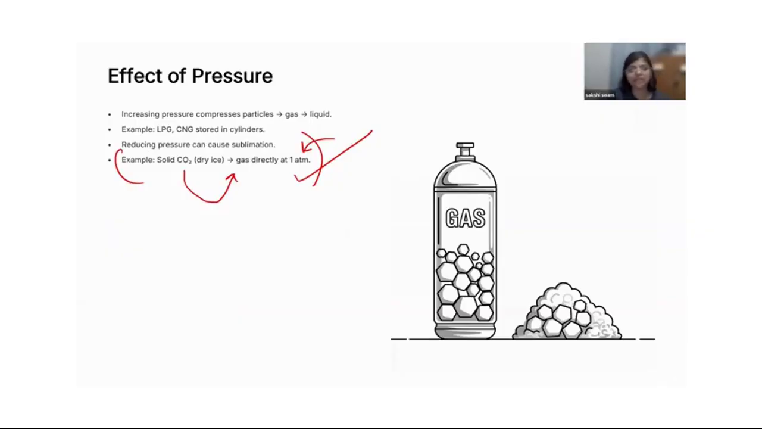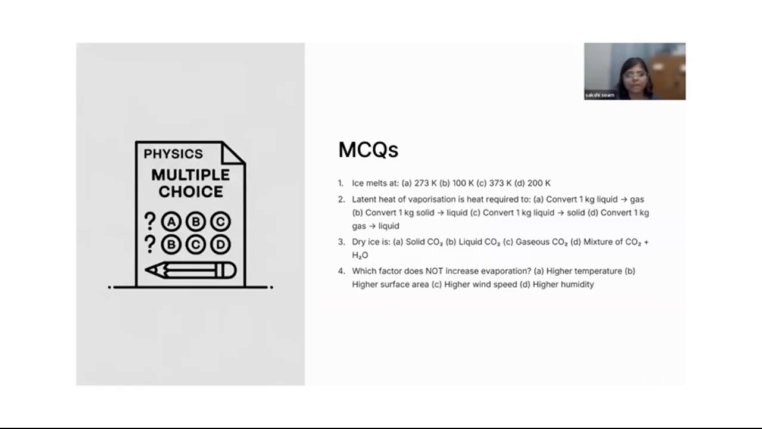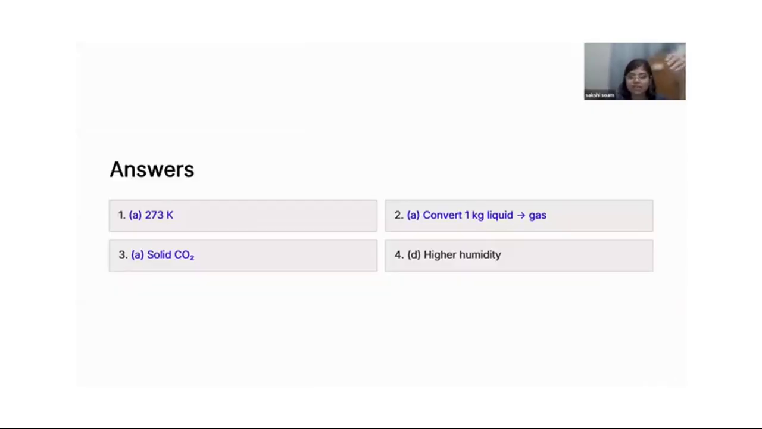This is just a brief description of the topic. There are a few MCQs which you can read from here and try to answer, based on what we have learned today. At what temperature does ice melt? What is latent heat of vaporization? What is dry ice? Which factor does not increase evaporation? This is what you need to check. Now these are the answers, so you can check your answers.